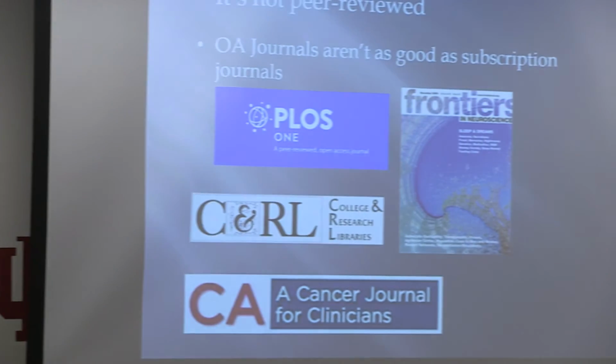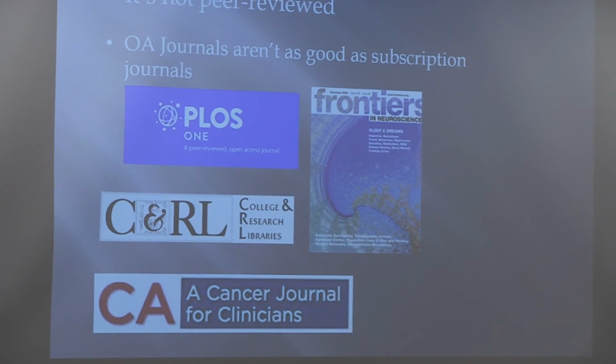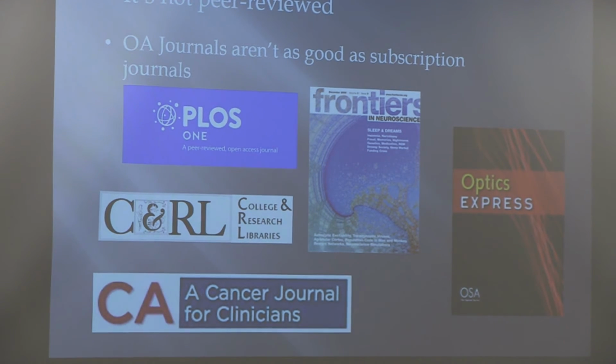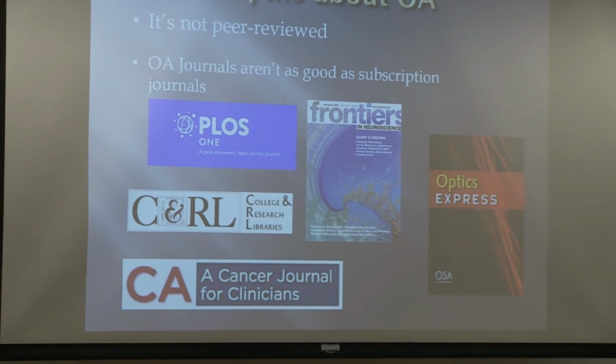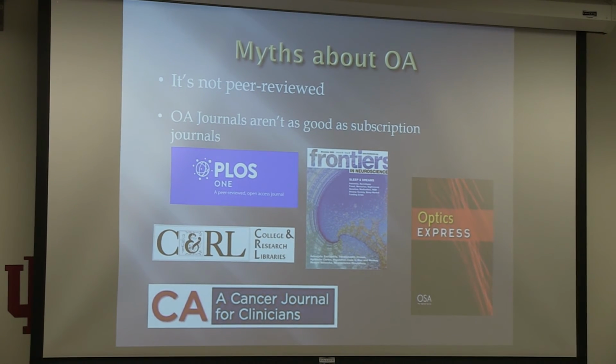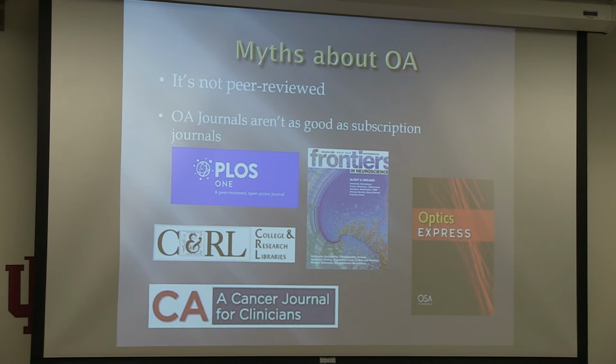Now the DOAJ indexes over 10,000 journals. Just a random sampling here: PLOS ONE last year published 31,000 scientific articles. They're actually the largest publisher now. Frontiers in Neuroscience has a high impact factor. CA: A Cancer Journal for Clinicians. Optics Express is apparently an excellent physics journal. There are a lot of outstanding open access journals out there that function in a variety of ways, and really no evidence at all to assume that on average open access journals are just not as good as subscription-based journals.